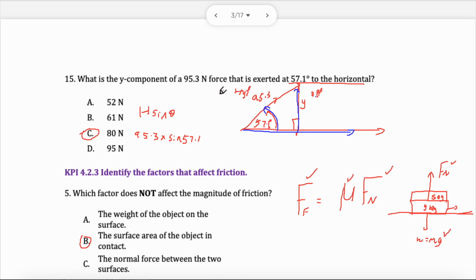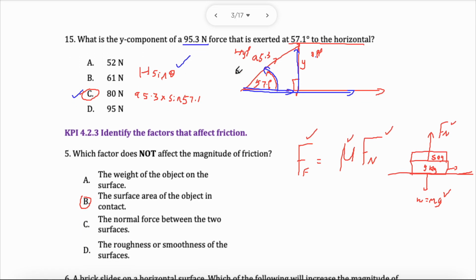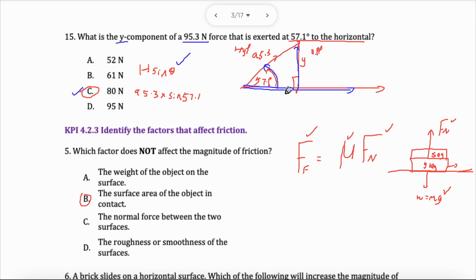OH, sine. H sine theta or V sine theta or F sine theta. Doesn't matter. The value of H sine the angle. So I will write it. The value of H is 95.3 multiplied by sine of the angle 57.1. I will put that in my calculator and I should get C. If I asked you for the x component, that will be the same idea. It will just end up being H cos theta. 95.3 cos of the angle. But I only needed the y component, so I did the y component only.